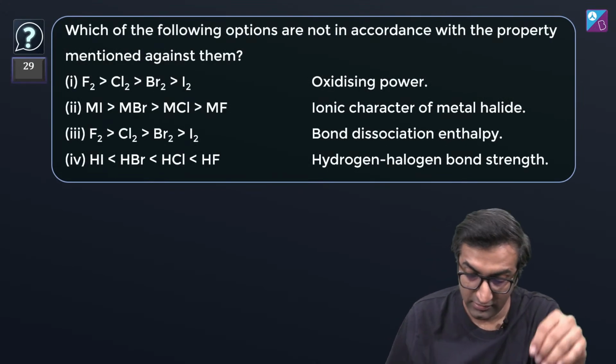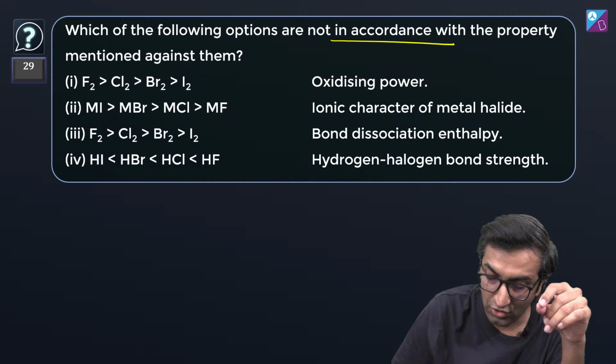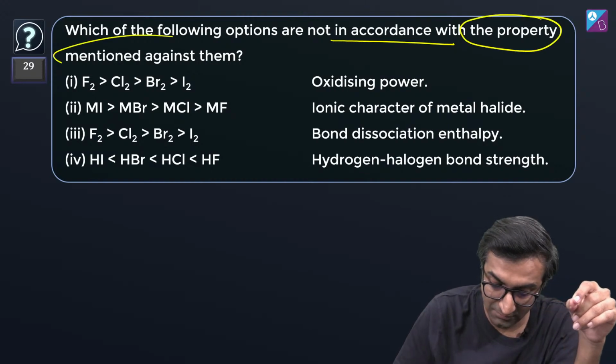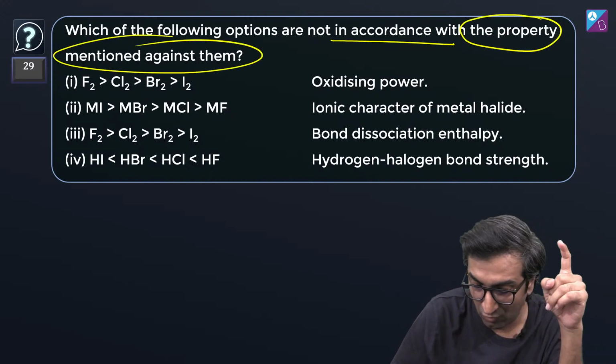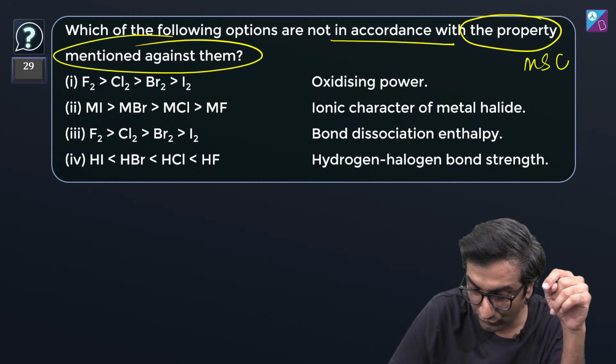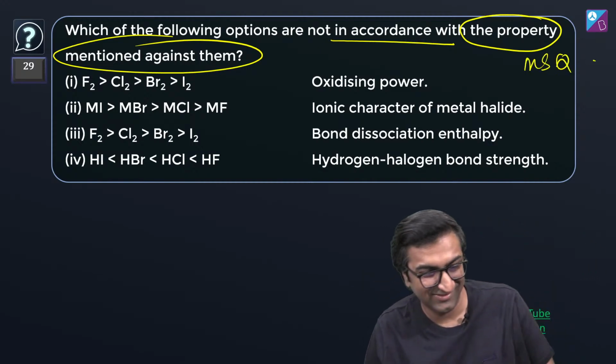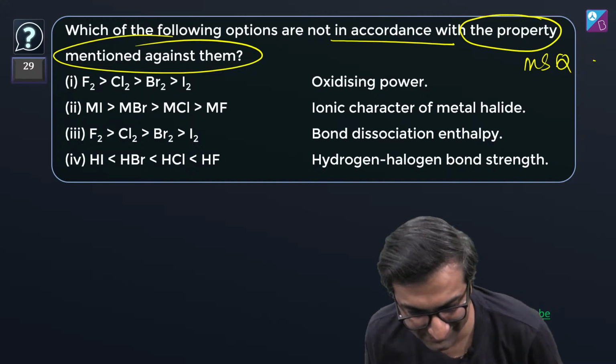Next one. इसमें which of these are not in accordance with the property mentioned against them? Now in this you can have more than one correct. MSQ हो सकता है. Try करो. Please try this.